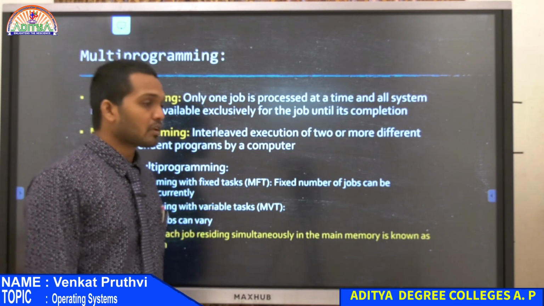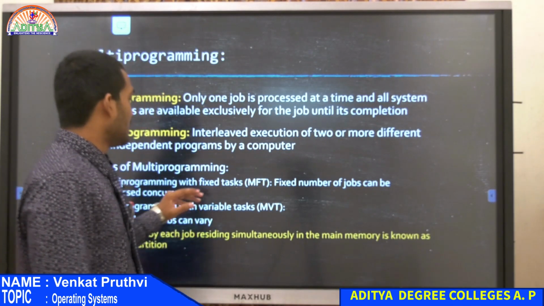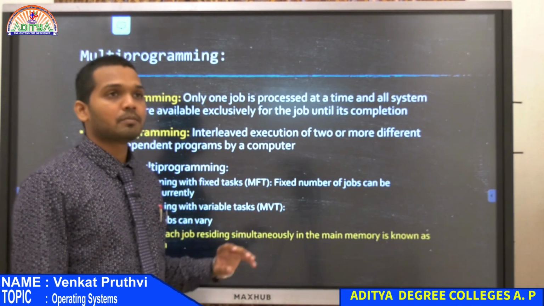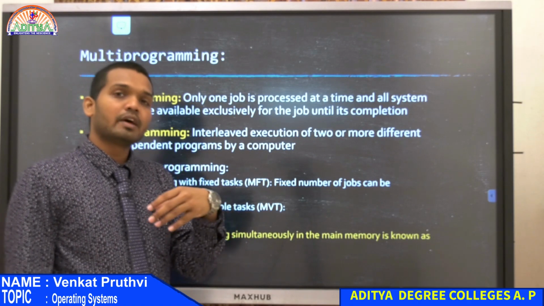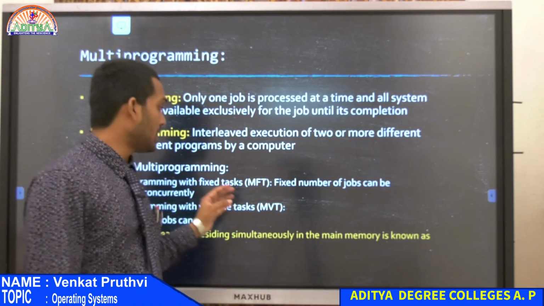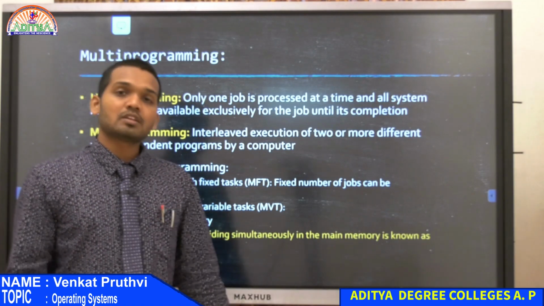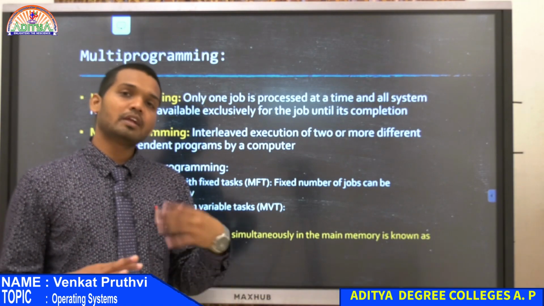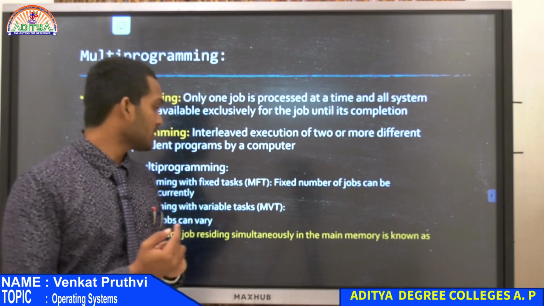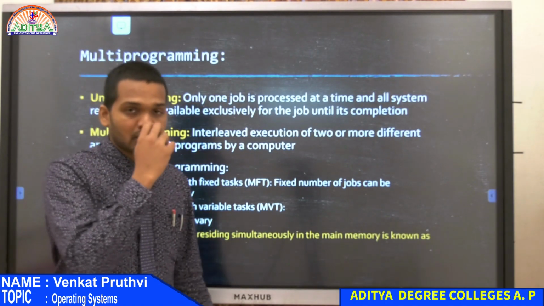Next, multiprogramming with variable tasks, MVT. Number of jobs can vary. With the first one, the processor is able to handle only 3 or 4, which is assigned to the processor by default. But in the second one, the processor can handle any number of tasks, or it varies, depending upon the architecture of the multiprogramming CPU.